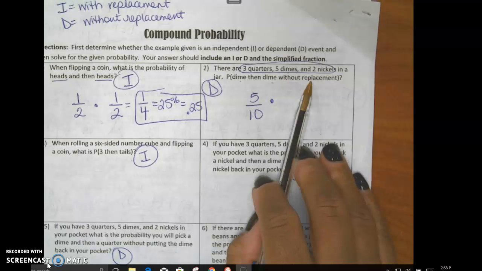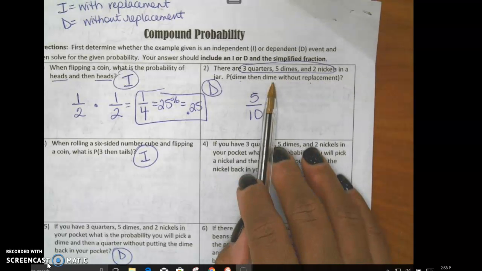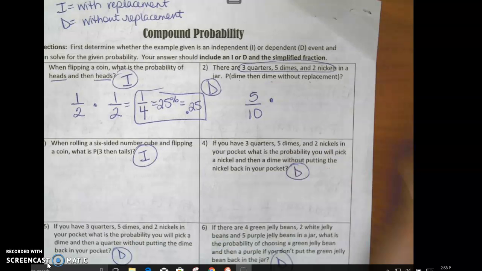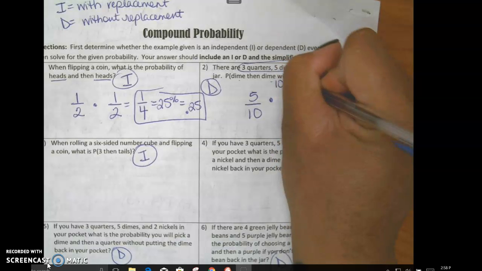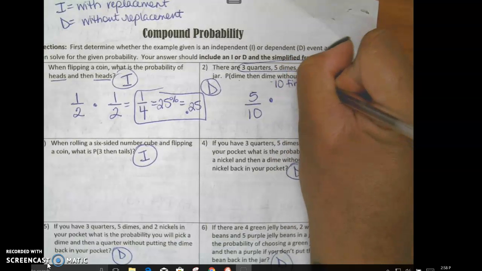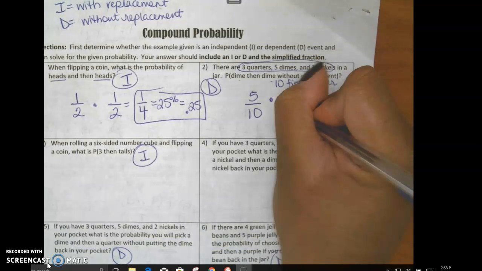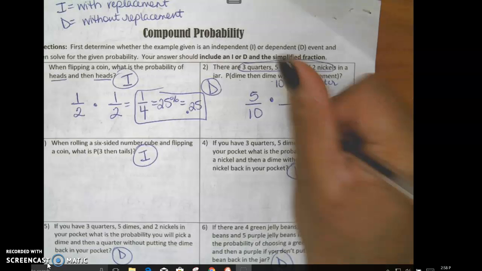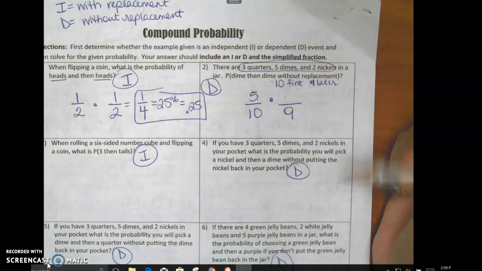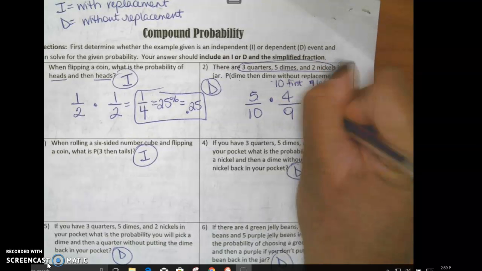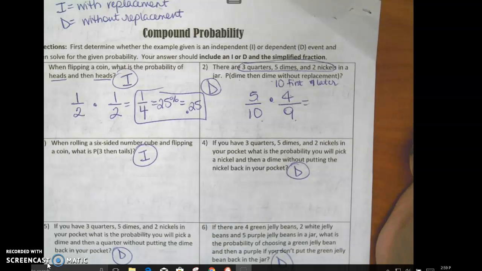Now, I want a dime without replacement. Look at my notes that I already did. I've taken out a coin. Do I still have 10 coins at first? I have 10 at first, and then I have 9 later. So, 9 is my new denominator, and I took out a dime. Do I still have 5 dimes? I have 4 dimes. 5 tenths times 4 ninths is what?